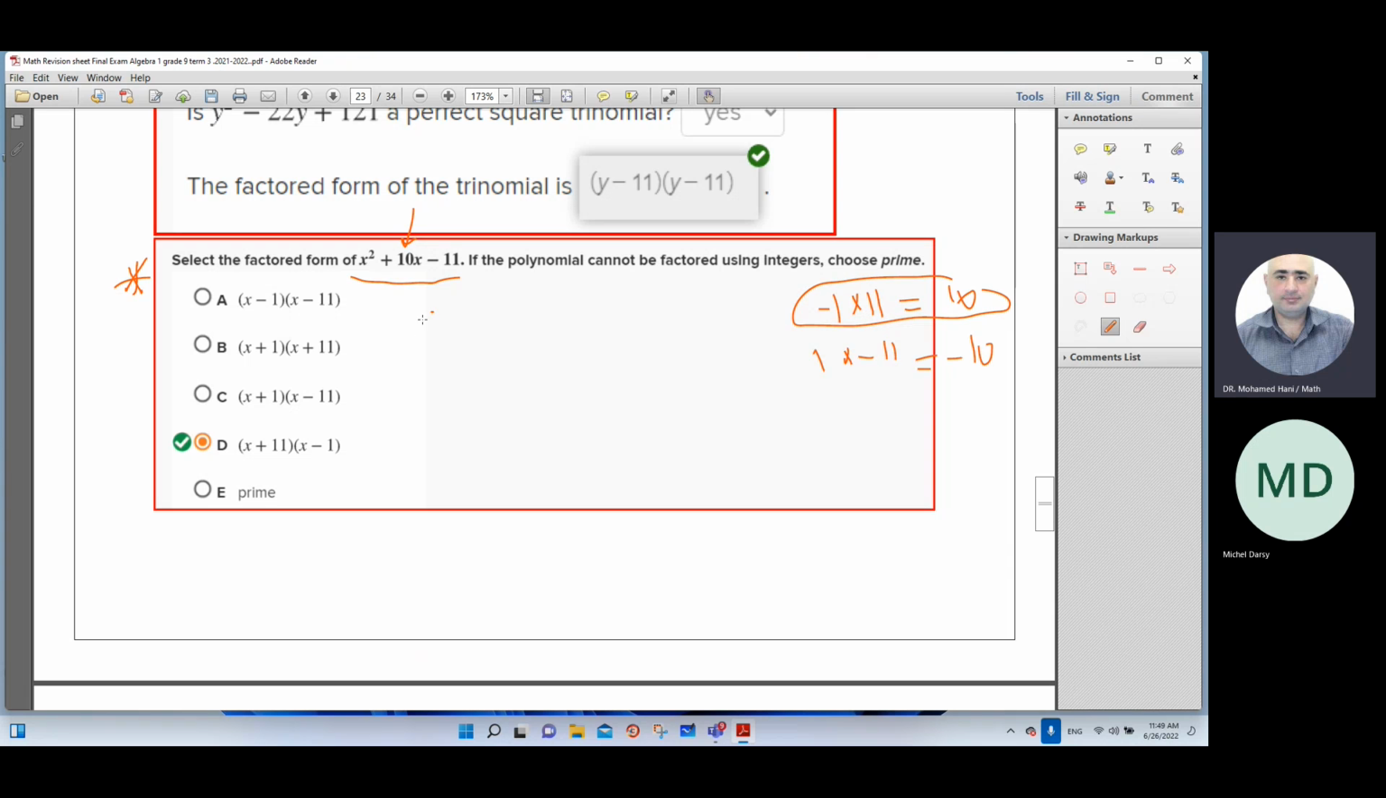So open two brackets. Then for the signs, the sign here will be positive. Positive times positive will be positive, and positive times negative will be negative. Then you have here x squared, so you can write here x and here x. Then the numbers will be negative 1, put it here, and 11, put it here.